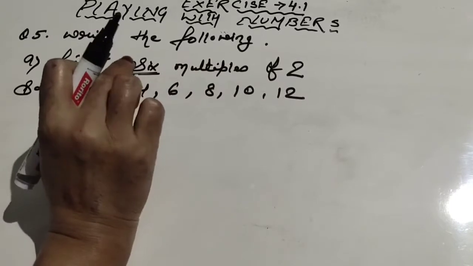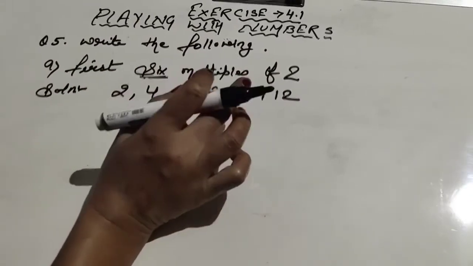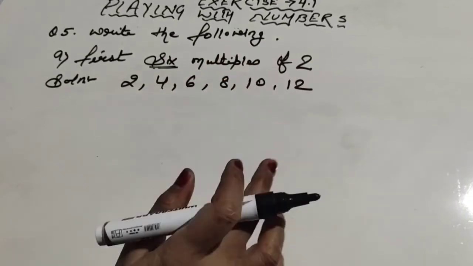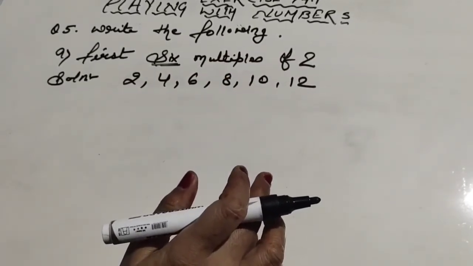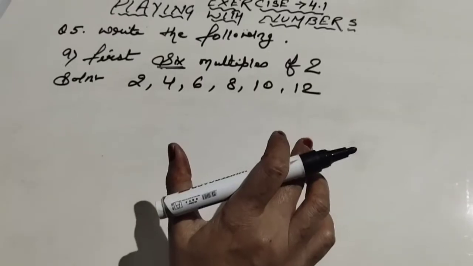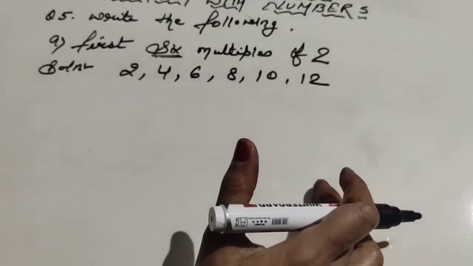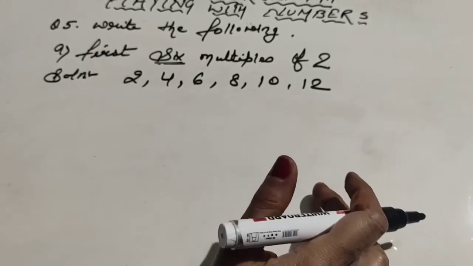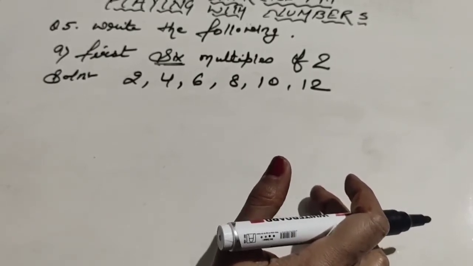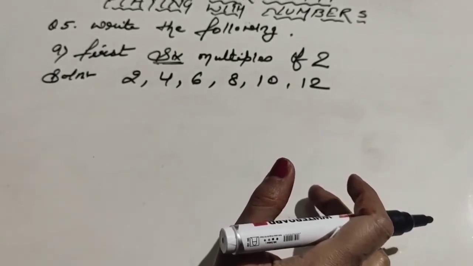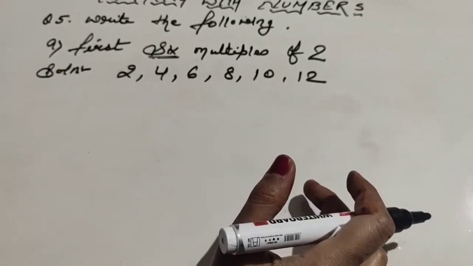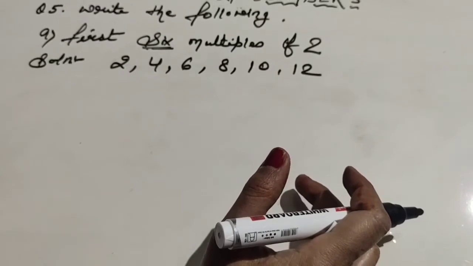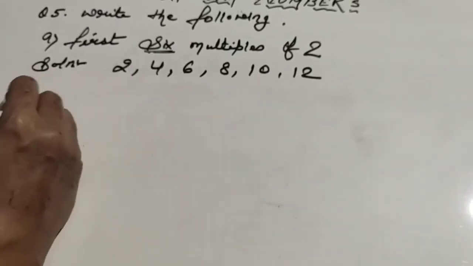So question number B, C, D, it is just given multiples of other numbers. For example, in your book it is given first 5 multiples of 5. So you have to read the table of 5. 5 1s are 5, 5 2s are 10, 5 3s are 15, 5 4s are 20, 5 5s are 25. So like this you have to complete your question number 5.